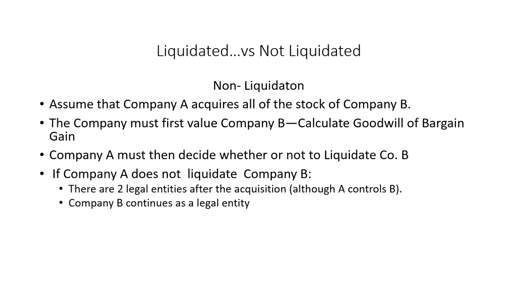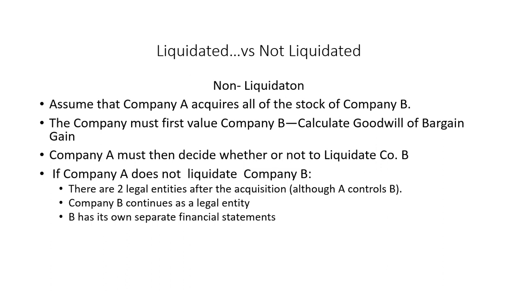B continues as a legal entity. B has its own separate set of financial statements. Now you can start seeing where the problems take place. In the initial case of liquidation, you only had one company, so there's no problem. Here you have two operating companies, and one controls the other one.